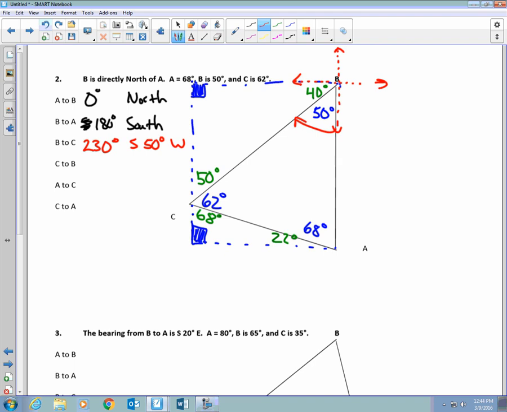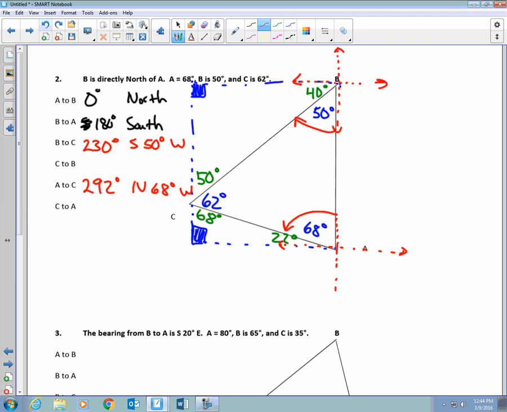Okay, I'm going to station myself at A. I've already done A to B, now I'll do A to C. What's the direction to go from A to C? North, west. From north, how many degrees do you turn towards the west? 68 degrees. So, what's 68 degrees back of north? Back of 360. 292 degrees.